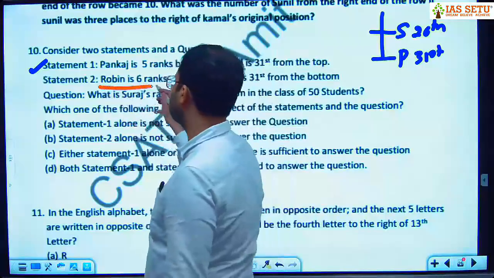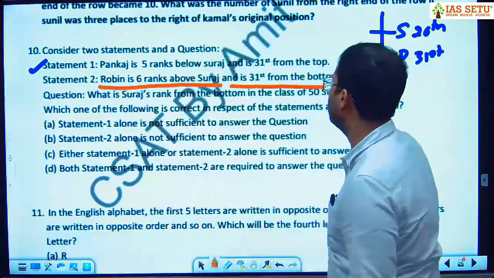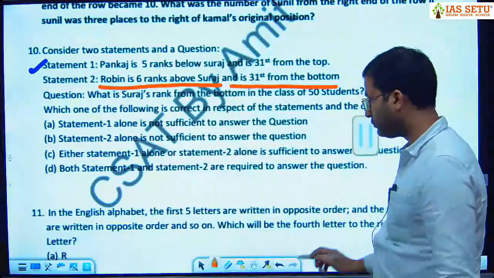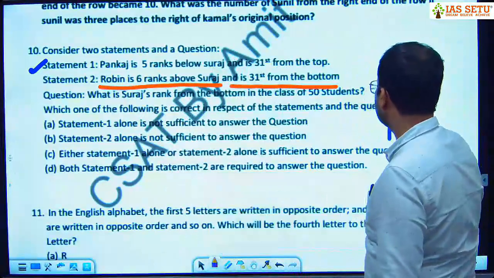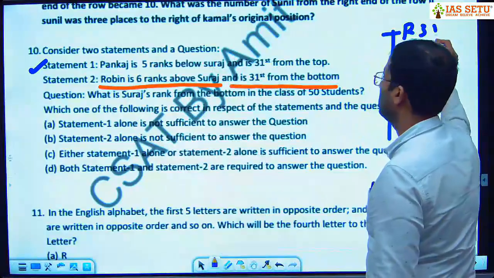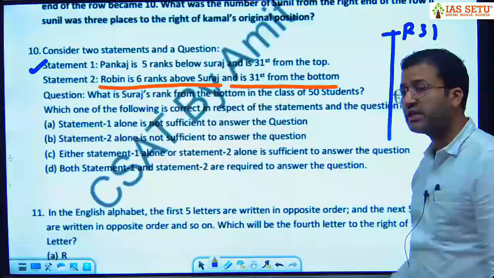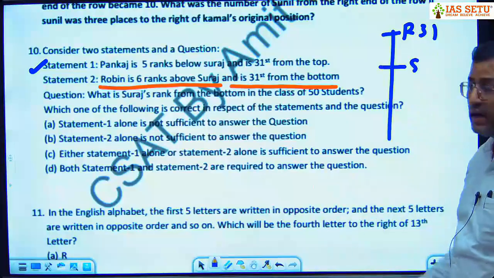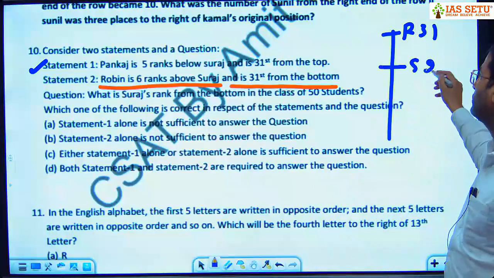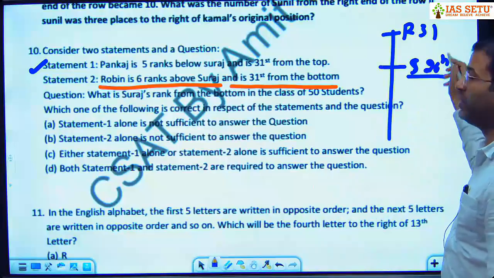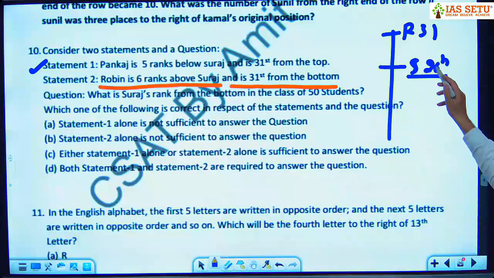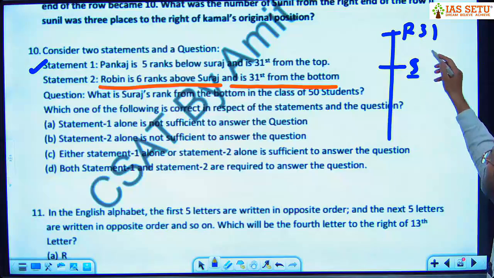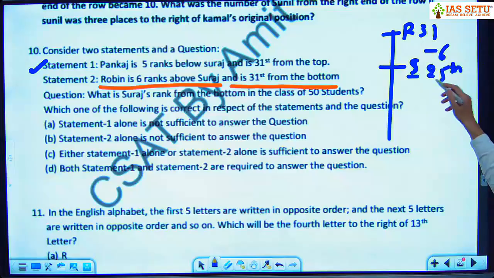Robin is 6 rank above Suraj and is 31st from the bottom. So Robin is 31st from the bottom. And Robin is 6 rank above Suraj. So it means Suraj will be below Robin, and there is a gap of 6. So Suraj will be 26 from the bottom. 31 minus, sorry, 25. 31 minus 6 is 25th from the bottom. My mistake. 25th from the bottom.